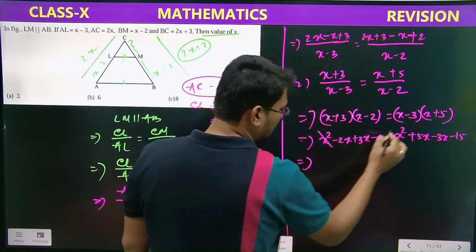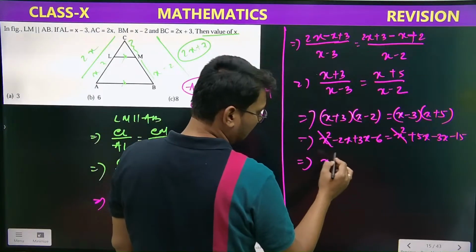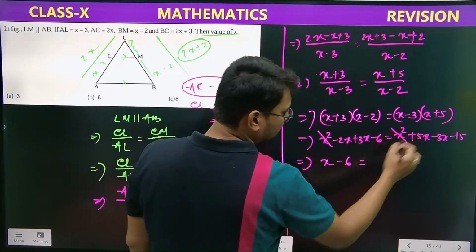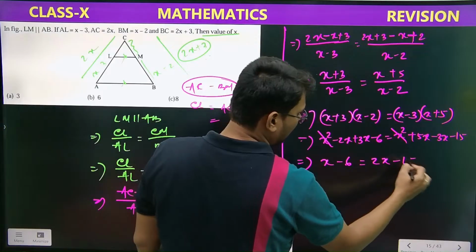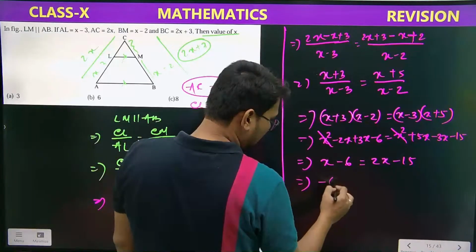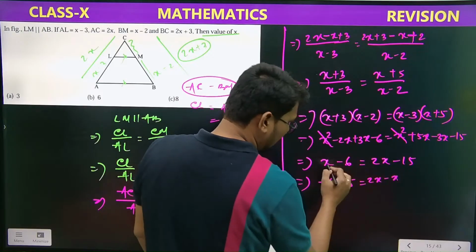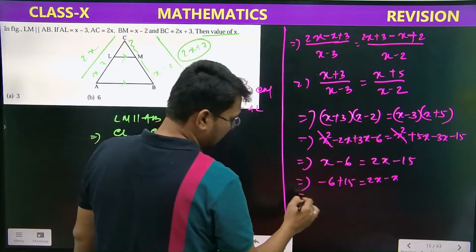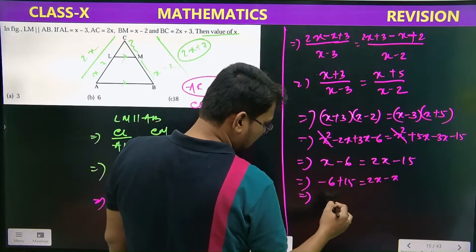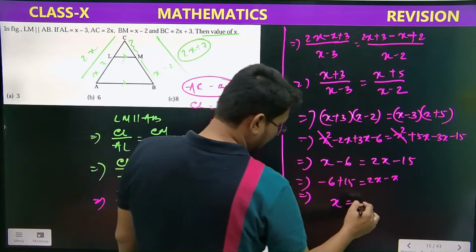So from both sides x square has been cancelled. Now check out, minus 2x plus 3x is what? x minus 6 equals 2x minus 15, 5x minus 3x. So therefore check, minus 6 plus 15 equals 2x minus x. I have taken x that side, 15 brought this side. So therefore 2x minus x is x equals minus 6 plus 15, which is 9.